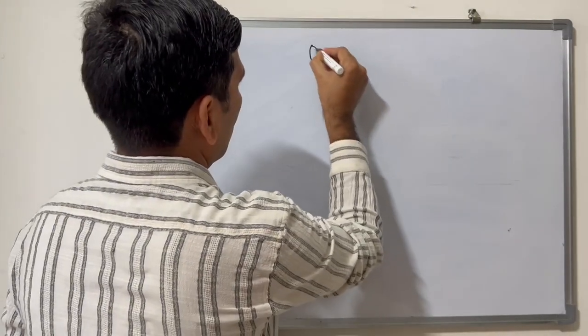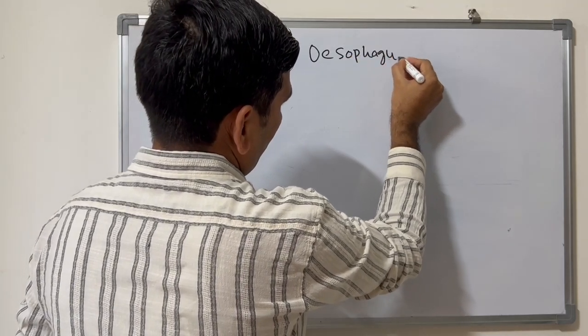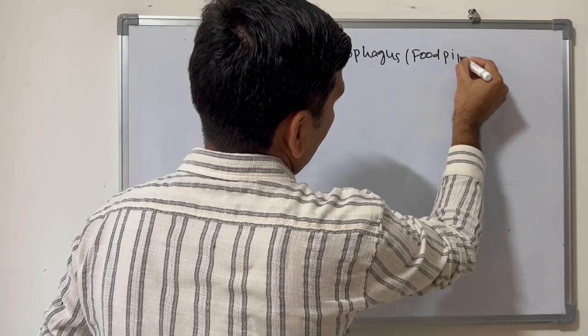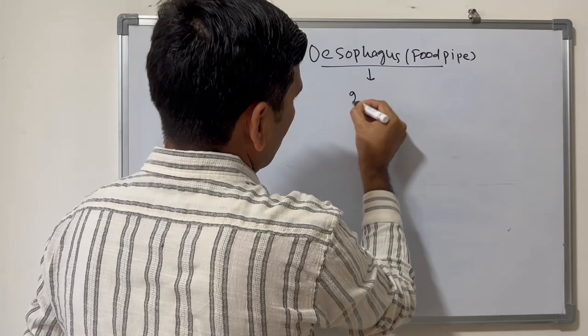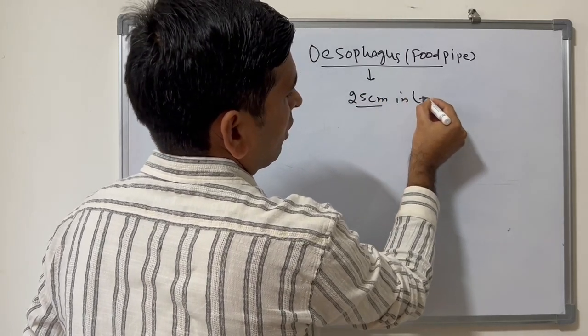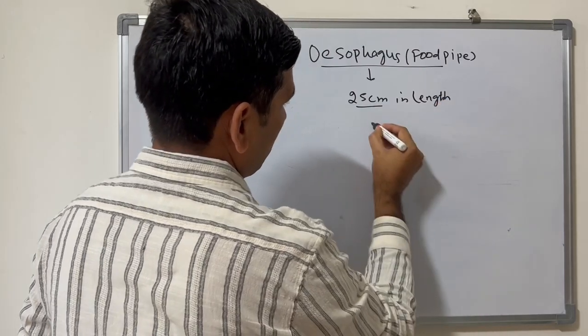Hi guys, today's topic is the esophagus, or food pipe. It's about 25 centimeters in length.